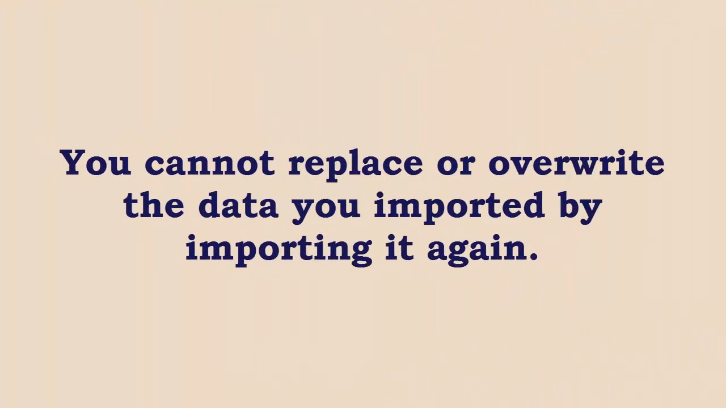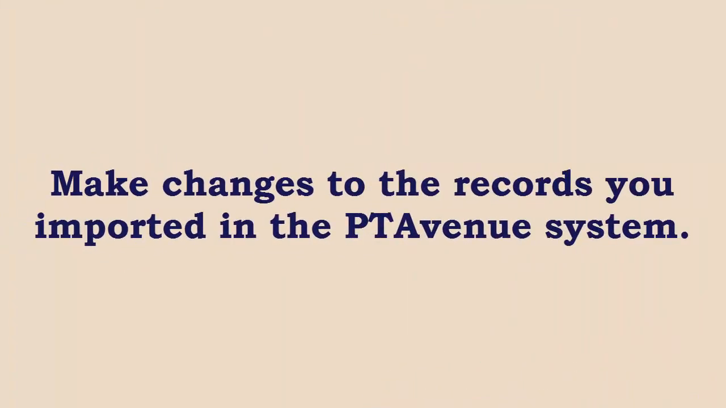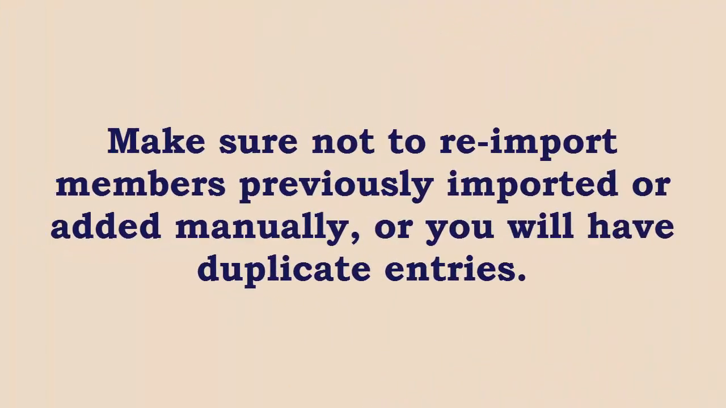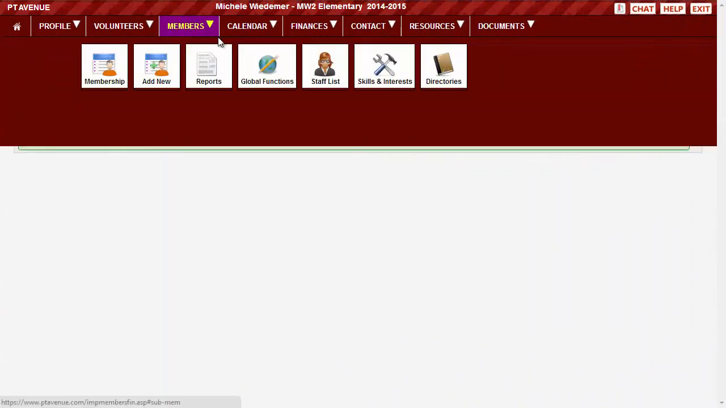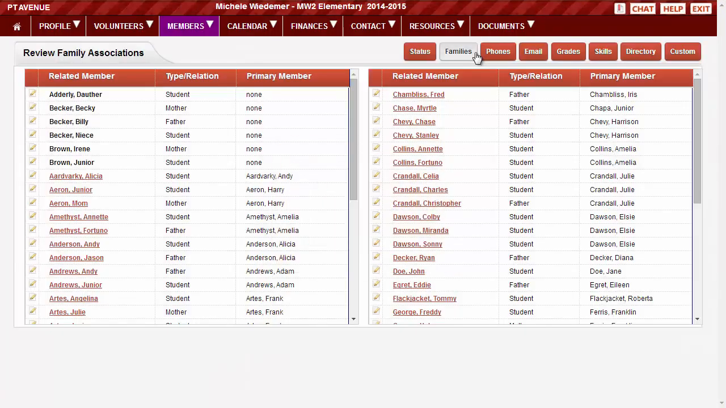Note that you cannot replace or overwrite this data by re-importing it. You will create duplicates. Any changes will need to be made in the PT Avenue system. However, you can import additional members at any time by repeating the process with new information. But make sure that you do not re-import members already added to your system through any method, or you will have duplicate entries.